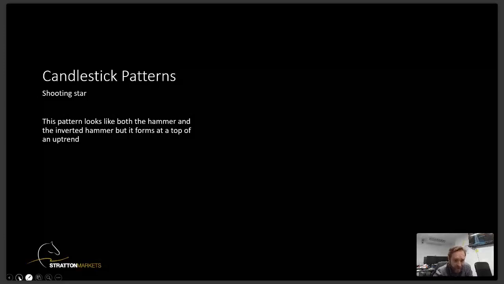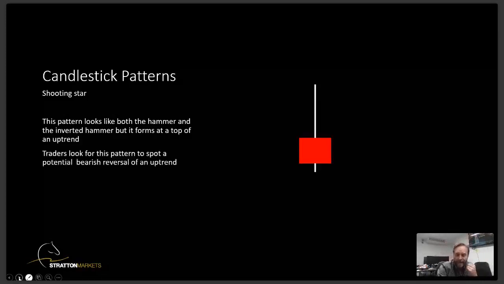Let's look at patterns we can look for when the market is on an uptrend, and then looking for the potential reversal of that. This pattern looks a little bit like a hammer, an inverted hammer, but instead of forming at the bottom of a downtrend, it actually forms at the top of an uptrend. And it looks like this. Again, it looks very similar to the inverted hammer. But like I say, it has to appear at the top of the uptrend. It's the opposite of the hammer. Again, this is used by traders trying to spot a reversal in direction.